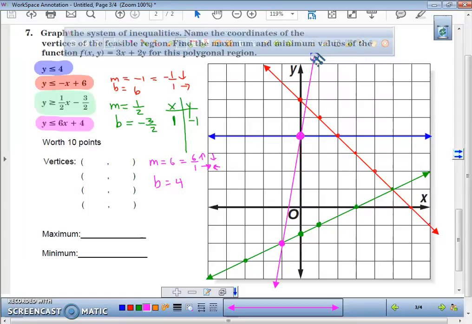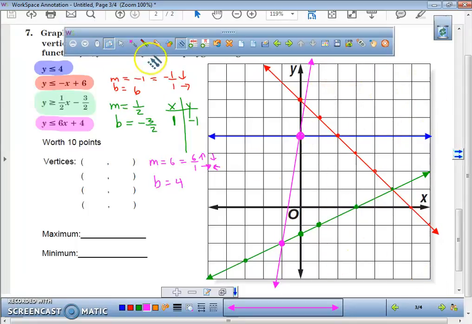Wow. Steep line. Now, let me explain to you guys where the solution region will be, because this is less than or equal to. Everything over here is going to be shaded. So my final answer for my solution region is actually going to be everything inside of this quadrilateral that was made.